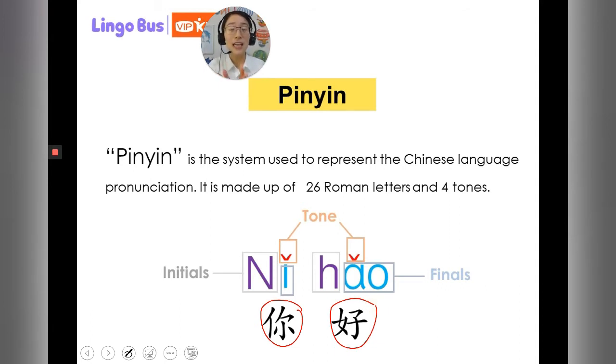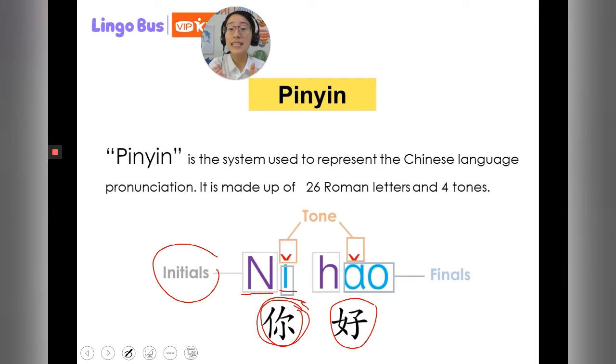For each Chinese character, it has its own syllable. And for each syllable, it consists of initial and final. Initial is just like the consonant in English, while the final is just like the vowel in English. For the Chinese character 你, the initial is n, while the final is i.